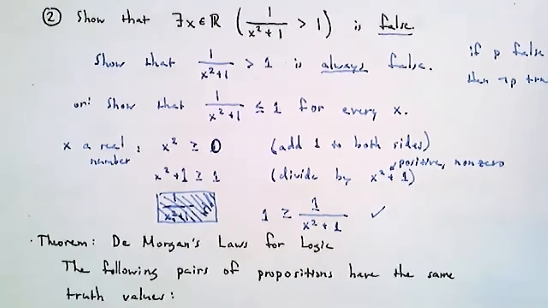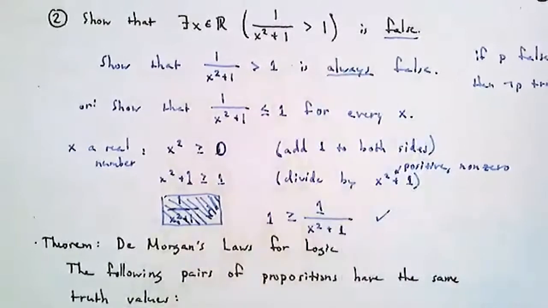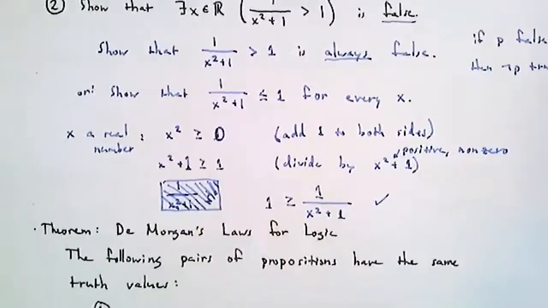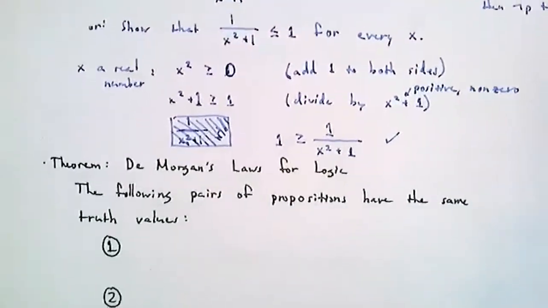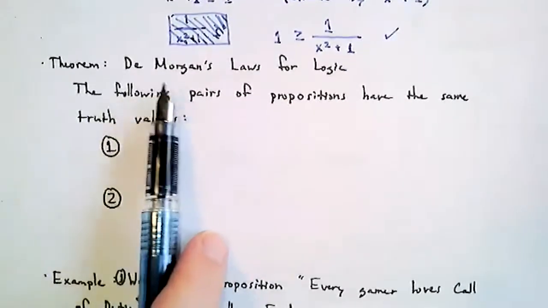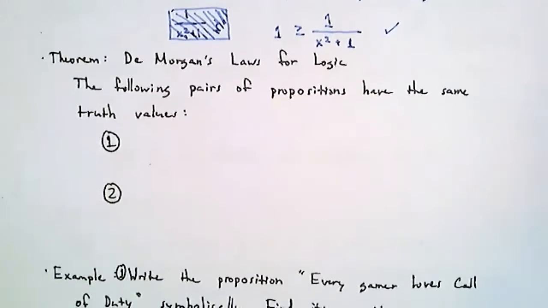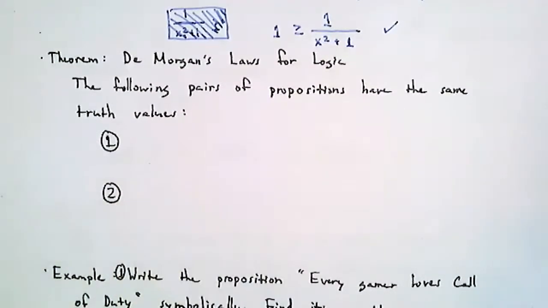Okay, so this kind of backwards way of thinking that we were doing here, I need to summarize. These are called De Morgan's laws for logic because they're closely related to the other De Morgan's laws that we already know. These laws say that the following pairs of propositions have the same truth values, so they're equivalent propositions.